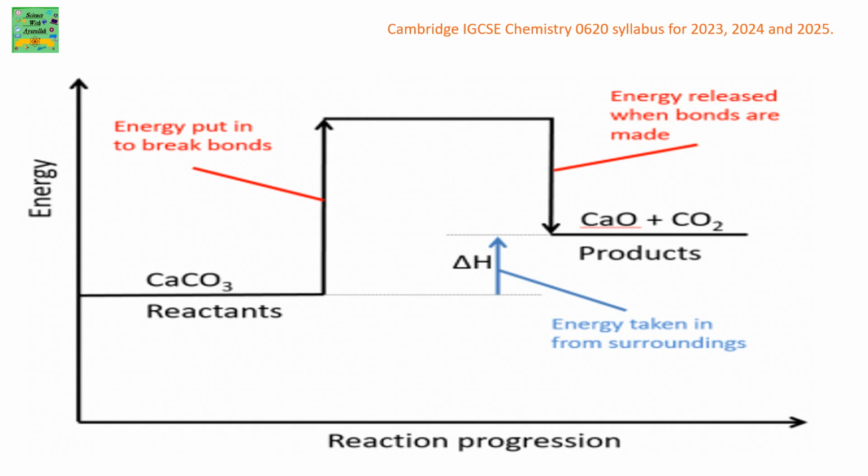Now there's another example between calcium carbonate in the reactant side and calcium oxide along with carbon dioxide on the product side. The graph has energy on the y-axis and reaction progression on the x-axis. You can see that the reactants, the energy is put in to break the bonds. So the energy just goes up and then the energy is released when the bonds are made. So it just goes down to form the products. Now you can see the delta H, that is the energy taken in from the surroundings. So that is the exothermic reaction, and in the starting it was endothermic reaction.